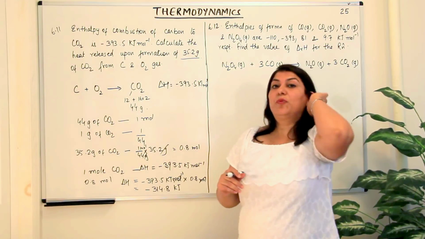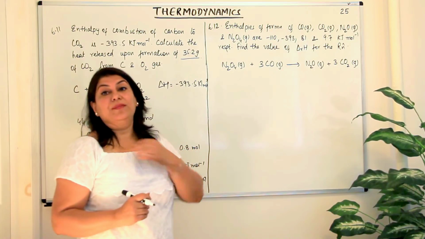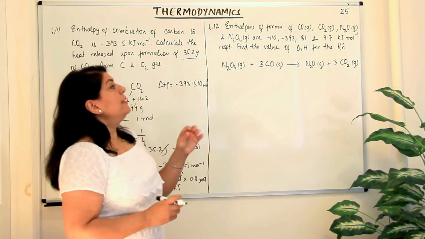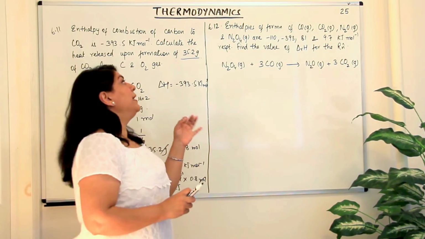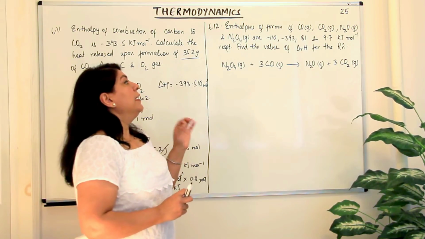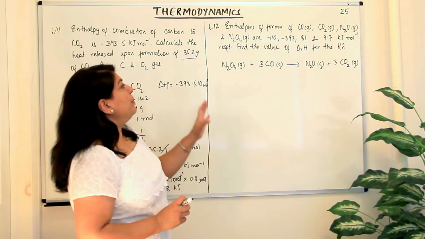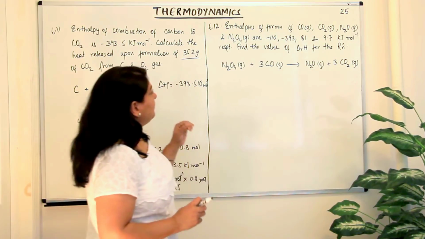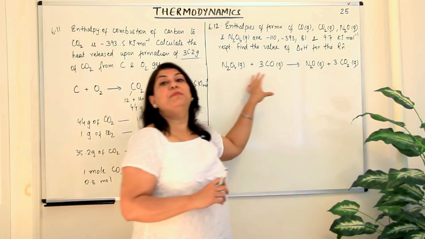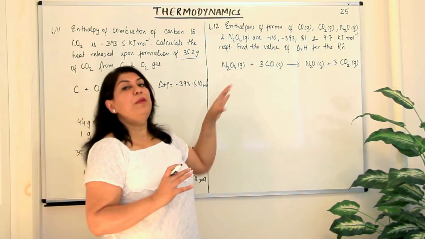So this was question 6.11, and let us now move to the next question, that is 6.12. What is the question? It reads that enthalpies of formation of carbon monoxide, carbon dioxide, N2O and N2O4 are minus 110, minus 393, 81 and 9.7 kilojoules per mole. These are the enthalpies of formation of these 4 compounds, respectively. You have to find the value of the enthalpy of reaction for this particular reaction. So an equation is given to us. We are supposed to calculate the enthalpy of reaction.